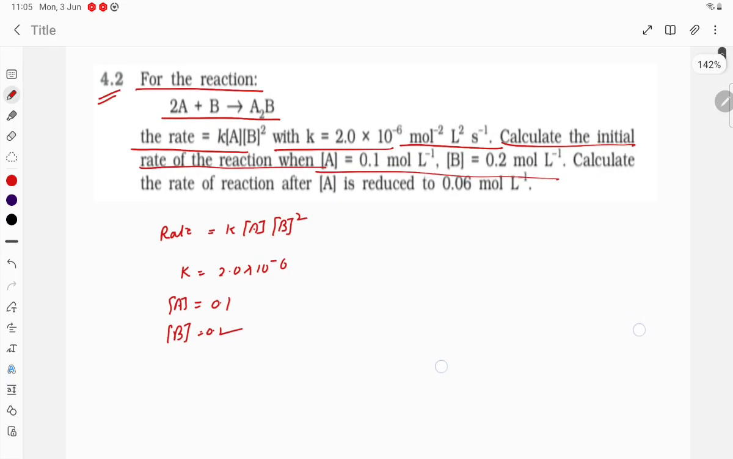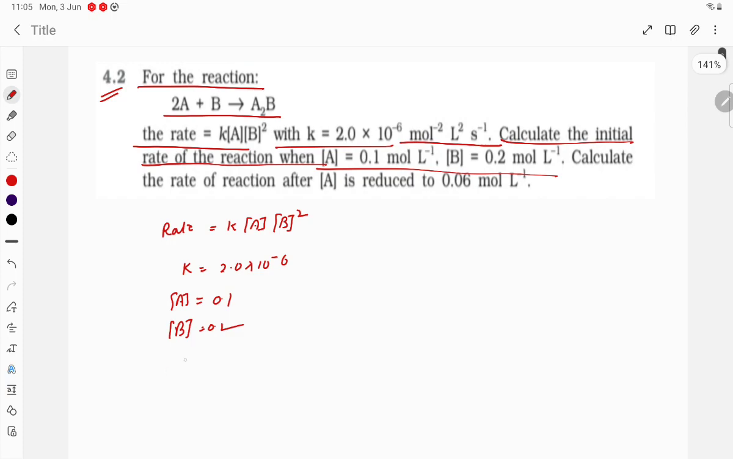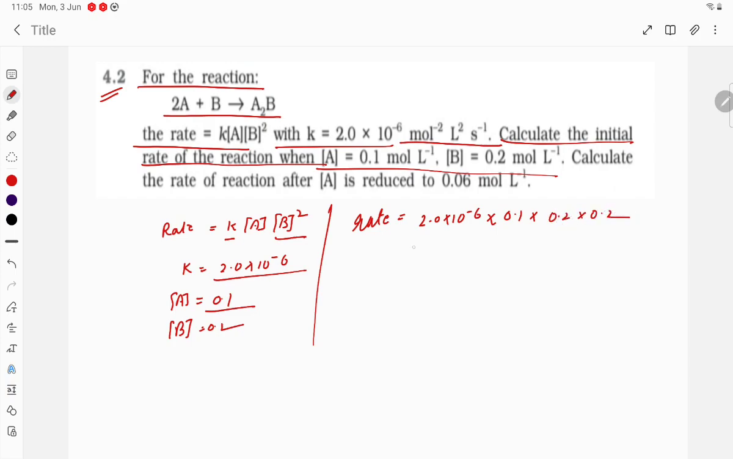So first of all, you calculate the rate. If you are writing the rate, student, the k value they have given is 2.0 × 10^-6. A they have given 0.1. Here B square is there, student. So B square is 0.2 into 0.2. So how much are you going to get here, student?